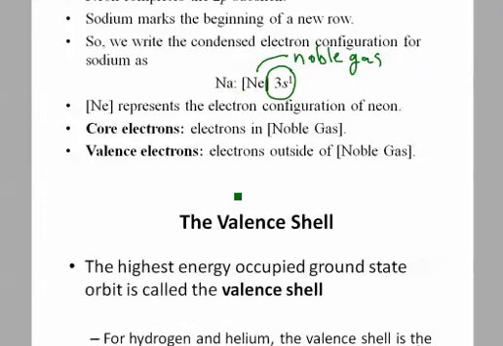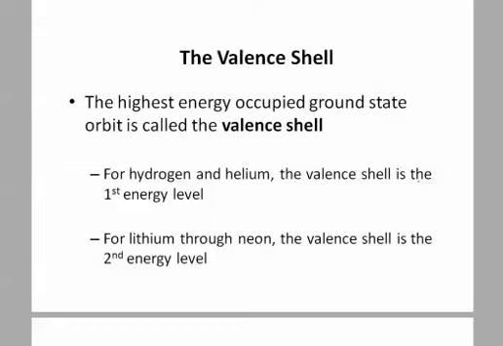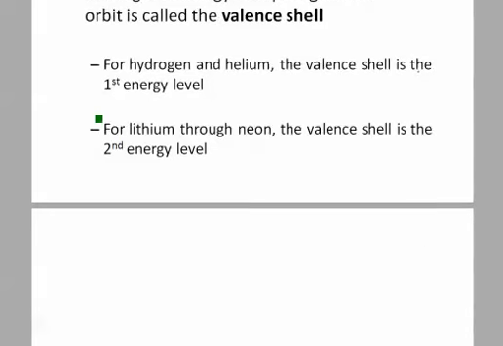Okay, so this valence shell is the highest energy occupied ground state orbital. Okay, and we call it the valence shell or the valence electrons. So for hydrogen and helium, this is that n equals 1 shell, that n equals 1 orbital. For the next period, these are all of the electrons in all of the orbitals that contain n equals 2 orbitals or shells. Okay, and let me give you a couple more examples here.